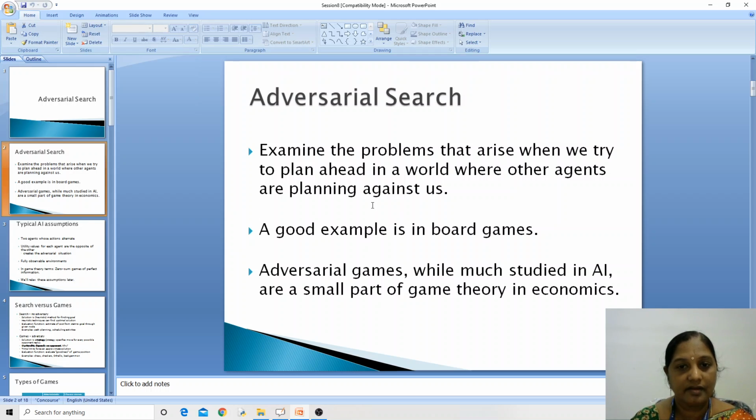So what kind of games come under game theory? The games in which you apply your intelligence come under game theory. A good example is board games, as I said: chess, tic tac toe, or AlphaGo. These kinds of problems come under this. Adversarial games, while much studied in AI, are a small part of game theory in economics. Yes, we are applying these techniques to play the games.